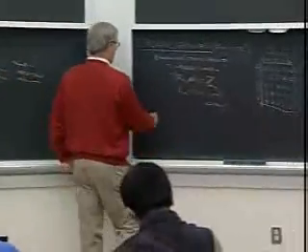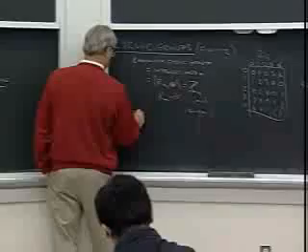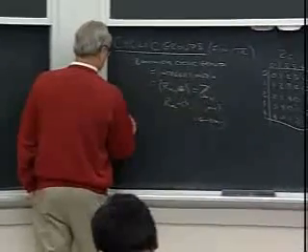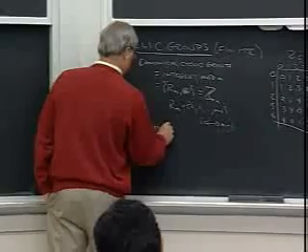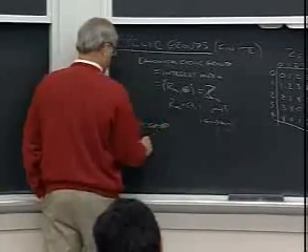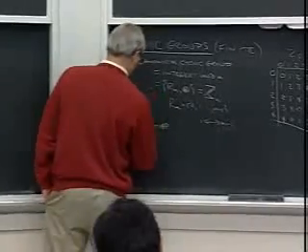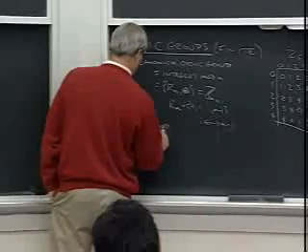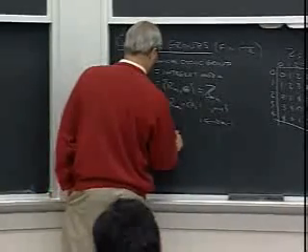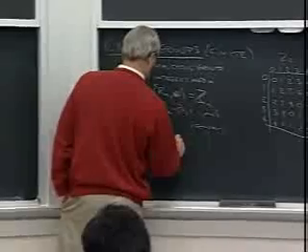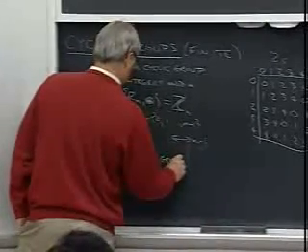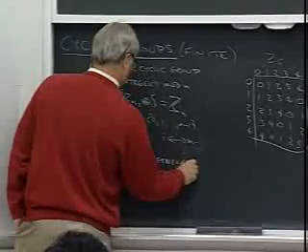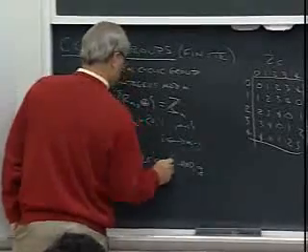The formal definition of a cyclic group is that G has a single generator. Call it little g.